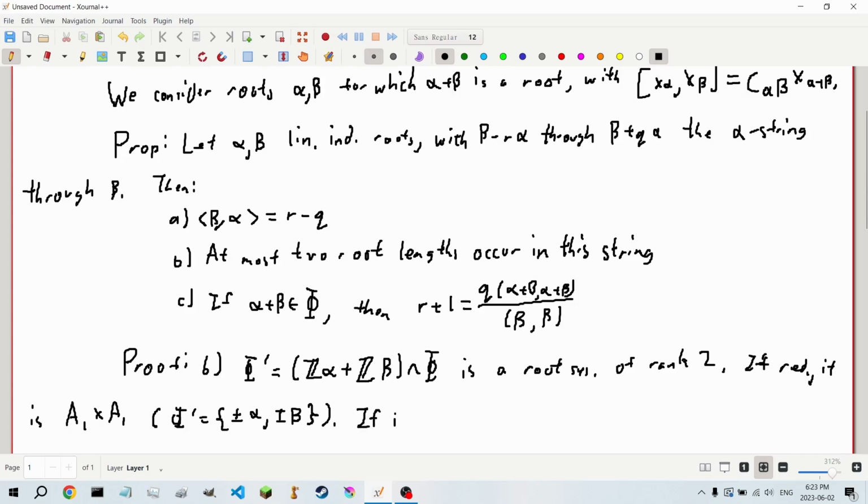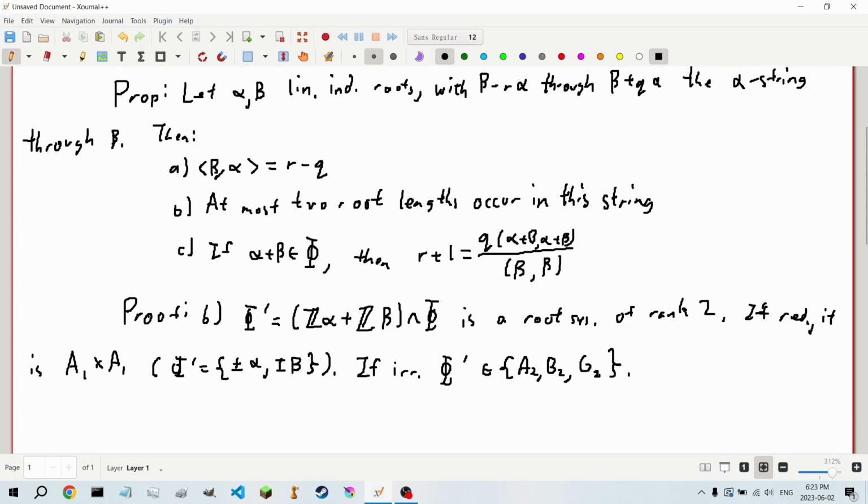If it's irreducible, well, then we know phi prime is going to be of type A2, B2, or G2, the only irreducible root systems of rank 2. And so then you can just check by element, and you'll see that this is true. Part C, once again, can just be done by inspecting root systems of rank 2, but that's not really any fun, right?